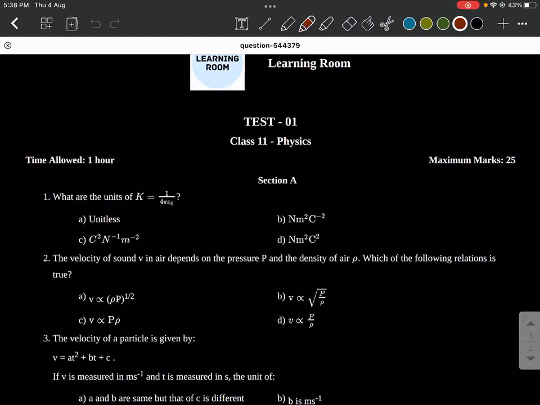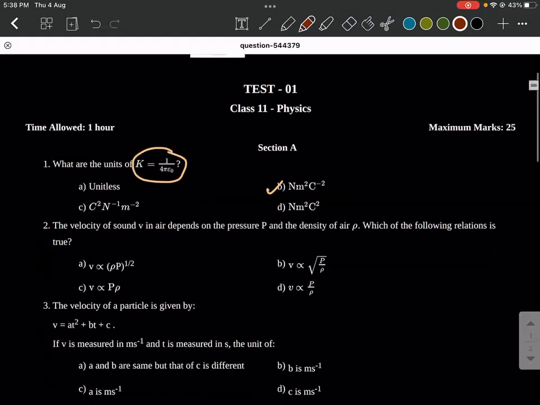No problem. That's Newton meter square per coulomb square. Okay. So you learn about this, don't worry. The answer is Newton meter square per coulomb square. No, pi has nothing to do. 4 pi is a constant, but epsilon naught is there, no? So it is actually called 1 divided by 4 pi epsilon naught. Forget about this question. Answer is Newton meter square per coulomb square.